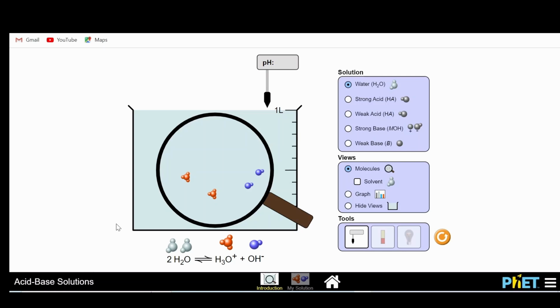In this simulation, we are given a microscopic representation of the following reaction, which is based on the autoionization of water. At this point, you just have to know that in every water molecule, we can get a single hydronium ion, the H3O plus ion, and a single hydroxyl ion, the OH minus ion. You will see how both of these two ions will be very important in determining acids and bases. And for now, you just have to know that water has an equal amount of both of these ions, the hydronium ion and the hydroxyl ion.